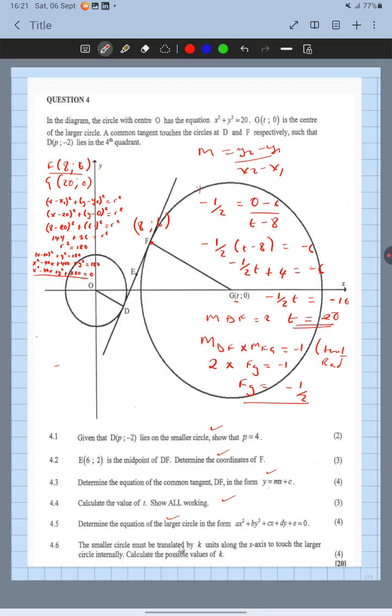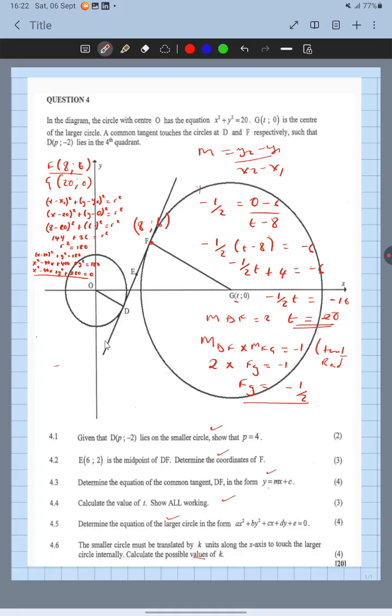The smaller circle must be translated by k units along the x-axis to touch the larger circle internally. Calculate the possible values of k. They said it must be what? Must be translated by k units along the x-axis.